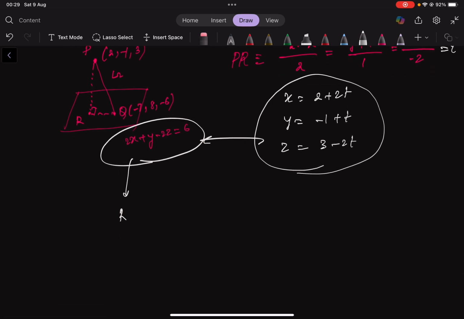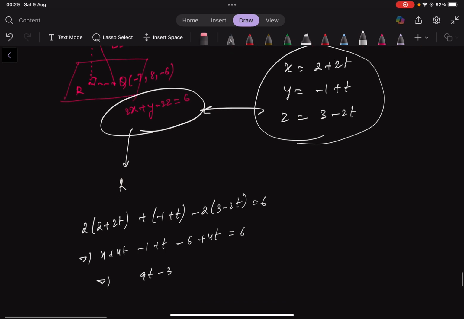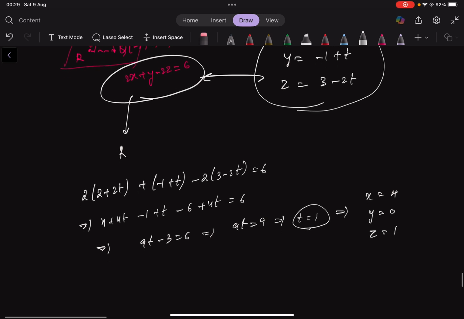So what will be the value of t? 2 times (2 plus 2t) plus (minus 1 plus t) minus 2 times (3 minus 2t) is equal to 6. That implies 4 plus 4t minus 1 plus t minus 6 plus 4t is equal to 6. So 9t minus 3 is equal to 6, that means 9t is equal to 9, and t is equal to 1. Now if t is equal to 1, x is 4, y is 0, and z is 1. So the point R is 4, 0 and 1.